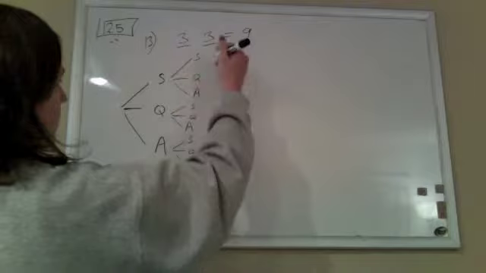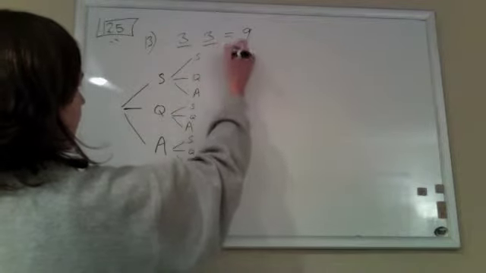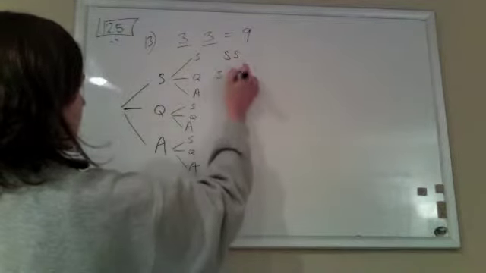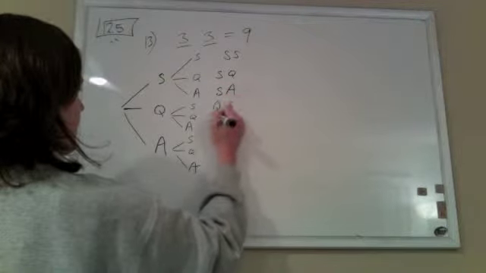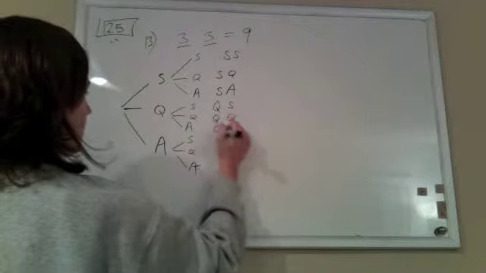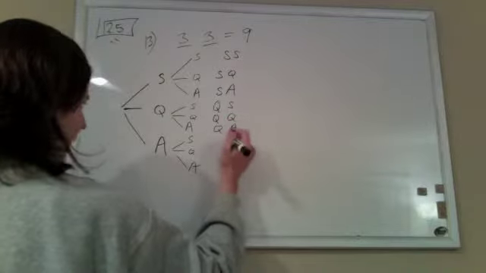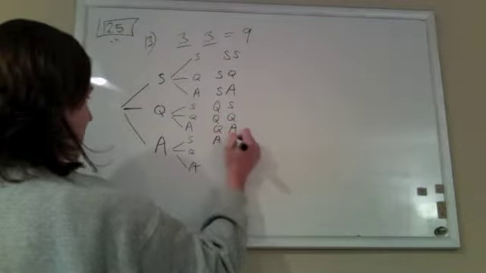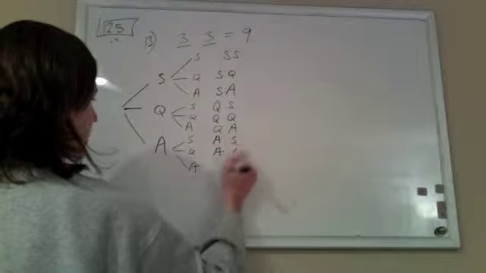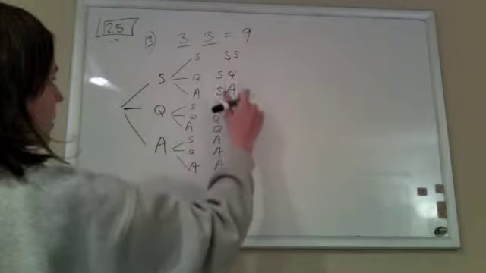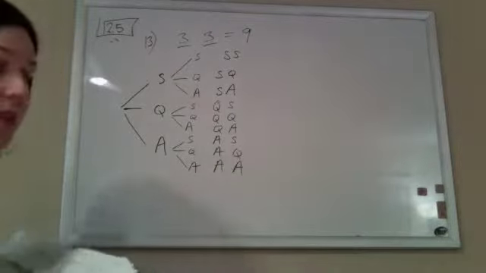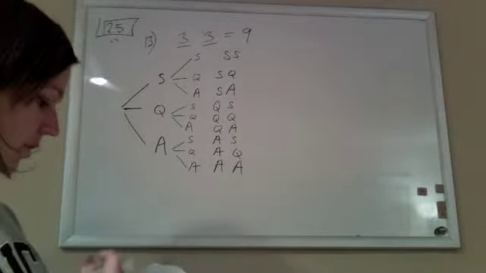So if we write all the possibilities, we have sun and sun, sun and question, sun and apple, question mark and sun, question mark and question mark, question mark and apple, apple and sun, apple and question, apple and apple. So those are 1, 2, 3, 4, 5, 6, 7, 8, 9 possibilities. And then they ask us questions.